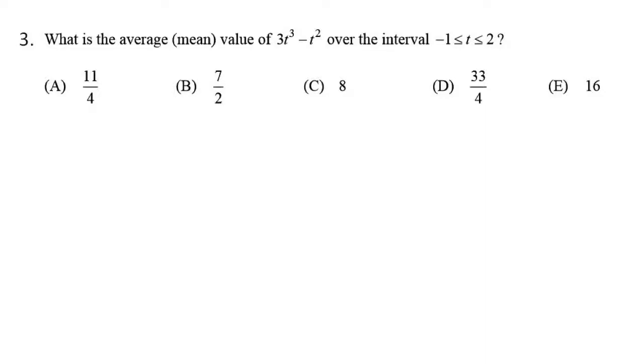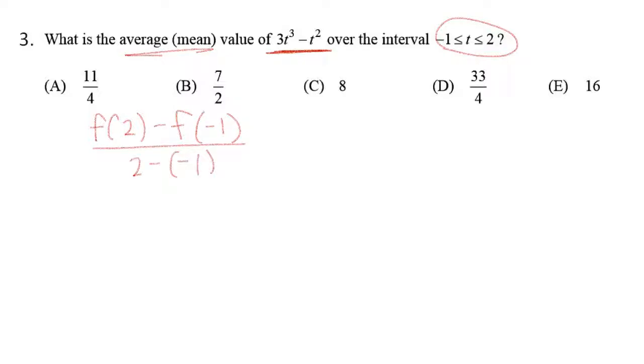Okay, so for number 3, what is the average or mean value of this function here over this closed interval? Remember, you need f at b minus f at a, or f at 2 minus f at negative 1, over 2 minus negative 1. And so we need to plug in 2, and it might be easier to come down here and find, well, what is f at 2? Well, that's 3 times 2 to the third minus 2 squared. So that's going to be 3 times 8, 24, minus 2. So that's going to give me 20.